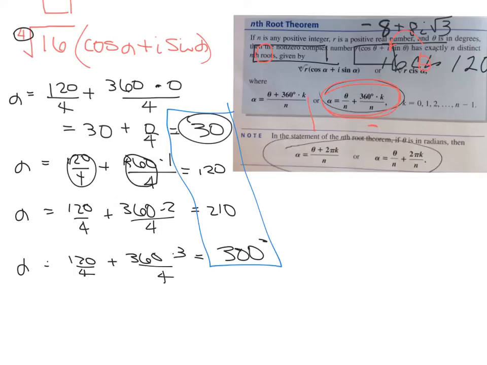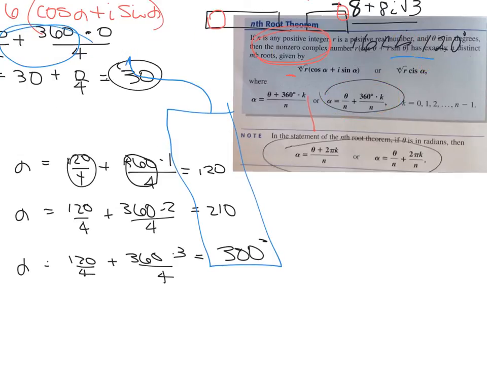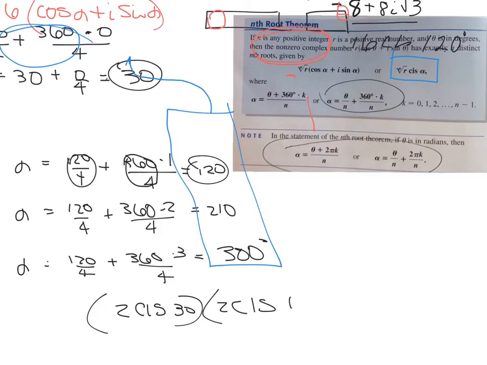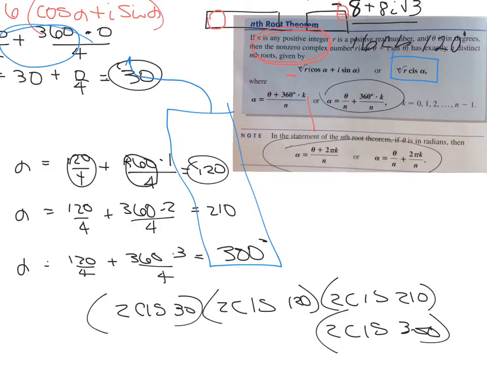Alright, so that being the case, now we take and write 4 times. One with the alpha of 30, one with 120, one with 210, and one with 300. We already determined this was 2. Alright, so let's see where that takes us. So using this formula right there, I get 2, that's my R, cis 30, I get 2 cis, what did I say, 120, 2 cis 210, and 2 cis 300. Alright, so those 4 answers are my 4th roots.